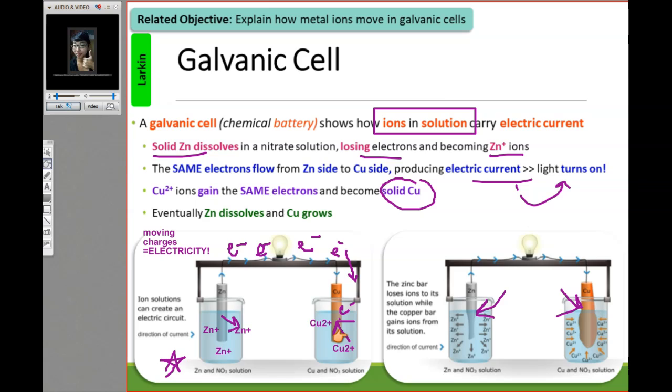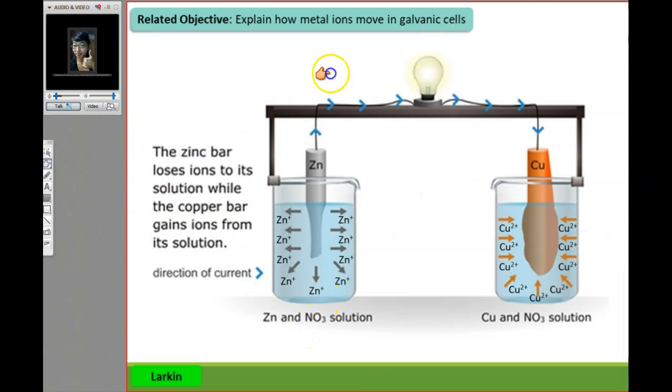Perfect. All right, let's go ahead and see how we're doing here. Again, the zinc is going to lose zinc ions and release electrons that move over to the copper side, that then hook up with the copper ions and create more solid copper. And this is a battery, right? We're using chemicals to create electricity, and this is how a battery works.